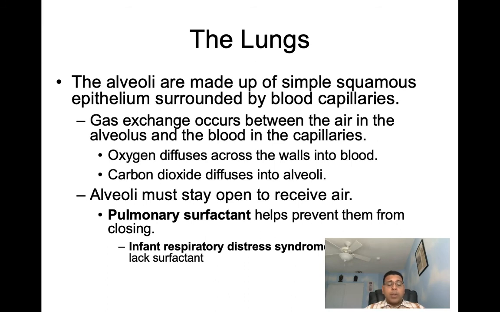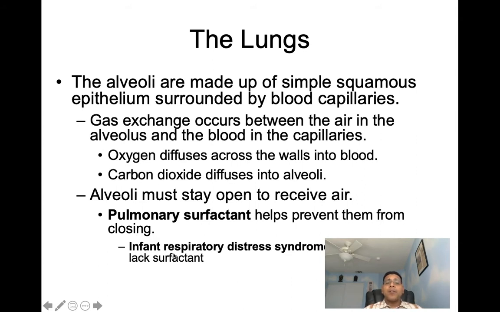Oxygen is going to diffuse into the bloodstream, while carbon dioxide, we'll see, is going to diffuse from the bloodstream and into the alveoli, so it can be expelled out into the air. In order for gas exchange to occur, the alveoli must remain open in order to receive inhaled air. To help keep them open, surfactant is going to be found lining the alveoli. Pulmonary surfactant is going to help keep the alveoli from closing.